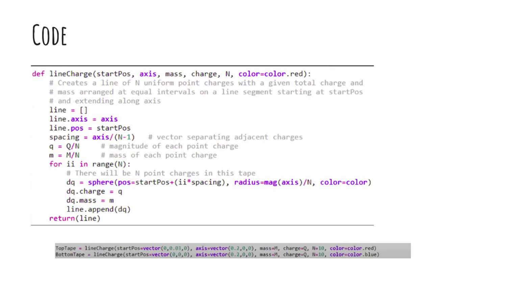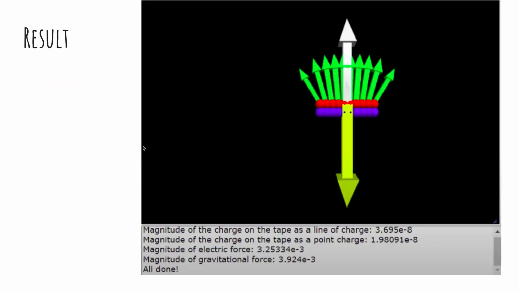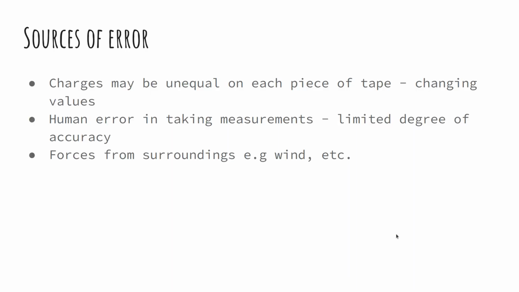And you can see here our constants and so on. And so this is the result that we ultimately get, right? The magnitude of the charge as a line of charge is 3.695e-8, and the magnitude of the charge on the tapes as a point charge is 1.980918e-8. So these are the two different values that we get from the two different methods of evaluation. The one at the top is lab 2, sorry, and the second one at the bottom is lab 1. So you can see the difference in the values there.